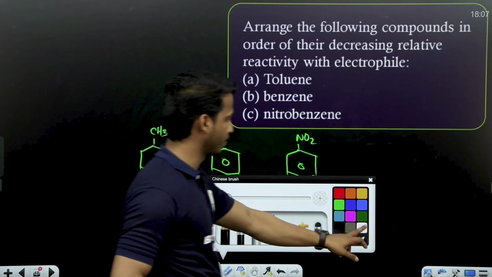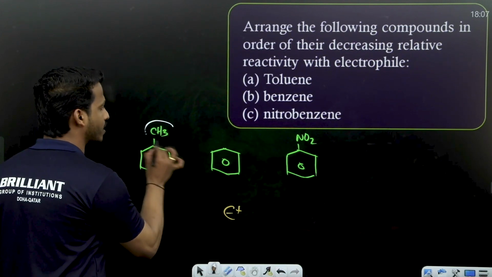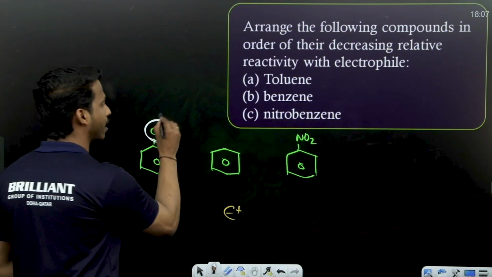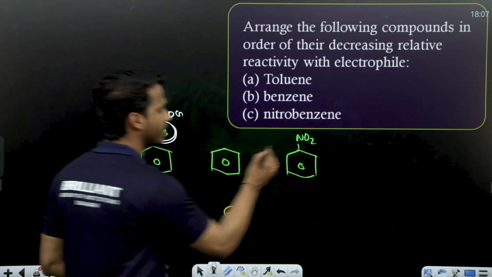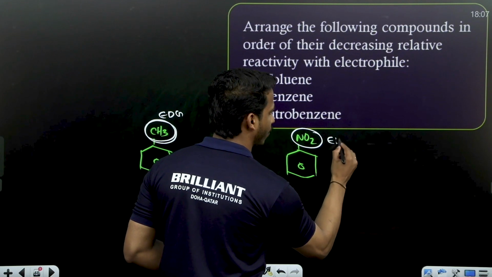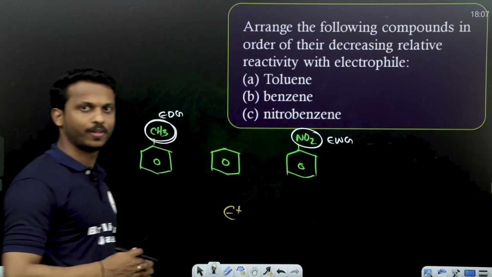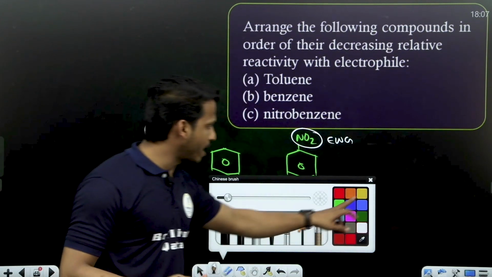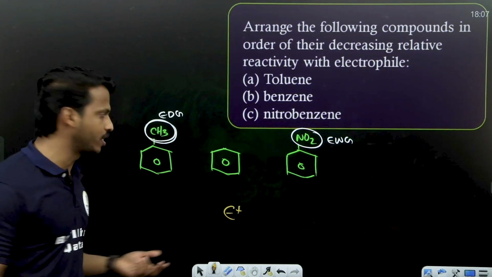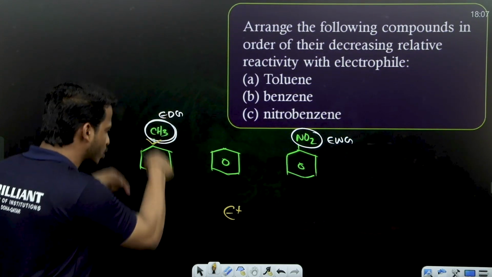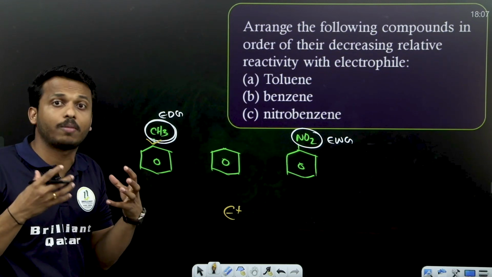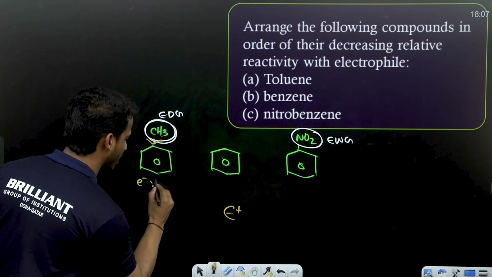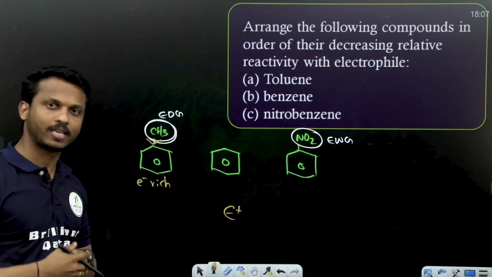Listen all of you carefully. What kind of group is an alkyl group? I told you all alkyl groups are electron donating groups. Correct. What is the nitro group? Nitro is an electron withdrawing group, a meta-directing group. What does an electron donating group do on benzene? They will donate electrons to the benzene ring. So benzene becomes electron rich.